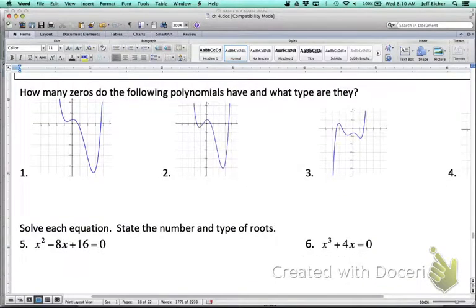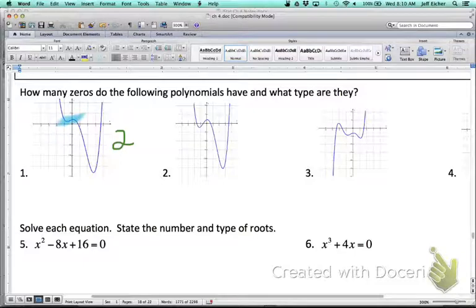There we go. How many zeros do the following polynomial functions have, and what type are they? The easy ones to see would be this one is a 0, and this one is a 0. So that's 2. Now you can observe that it's not a quadratic function. It doesn't look like a U, a parabola. But on the edges, it kind of looks like a U, a parabola. So we just have to deal with these other solutions over here.